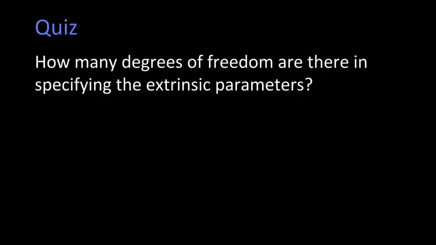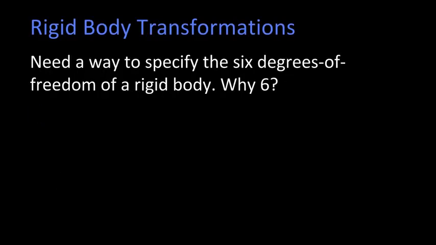So that's a good time for a quiz. How many degrees of freedom are there in specifying the extrinsic parameters, in specifying the relationship between the world coordinate system and the camera coordinate system? A, 5, B, 6, C, 3, I mean it's three-dimensional space, or D, 9. Okay, well, let's take a look. This slide says for rigid body transformations, we need a way to specify the 6 degrees of freedom of a rigid body. So the answer was 6.